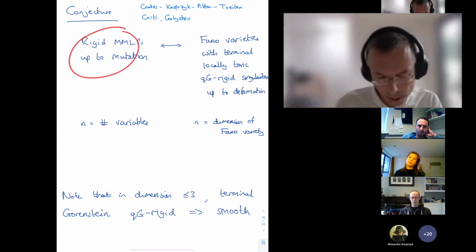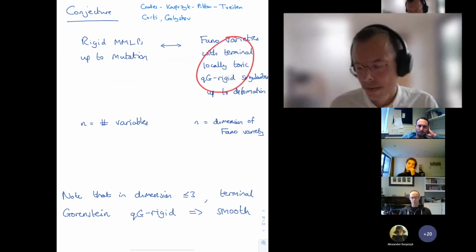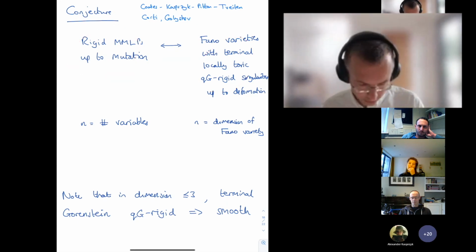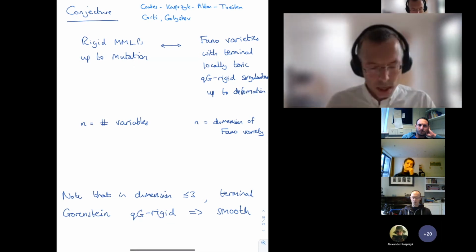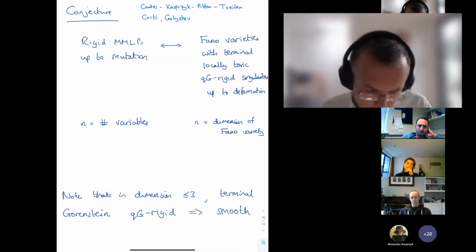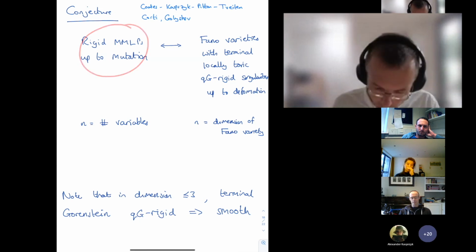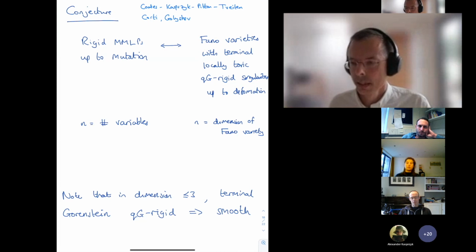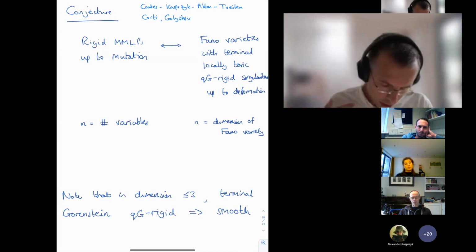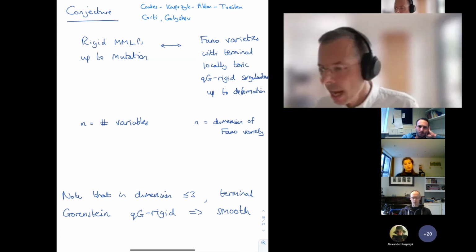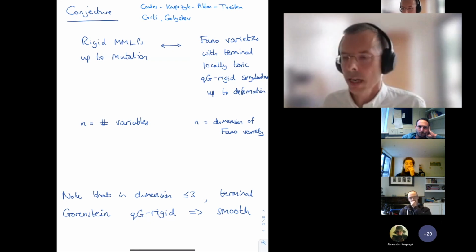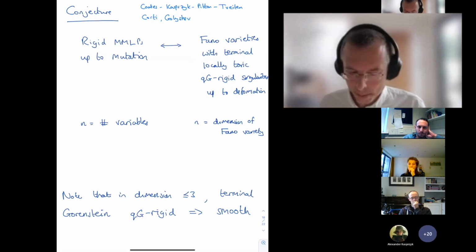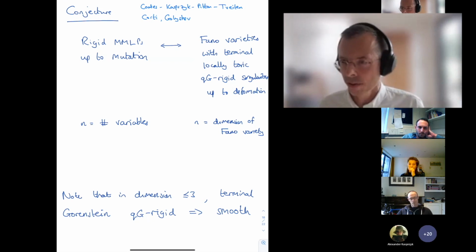And here, if you've got a Laurent polynomial in n variables, then it corresponds to an n-dimensional Fano variety. So rigid MMLPs correspond to Fano varieties with mild terminal singularities. Okay, why haven't we seen? A moment ago, we were just talking about smooth Fano threefolds, right? Why wasn't I talking about terminal locally toric QG rigid Fano threefolds?